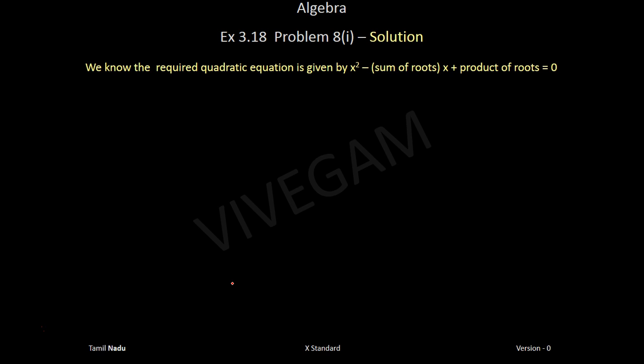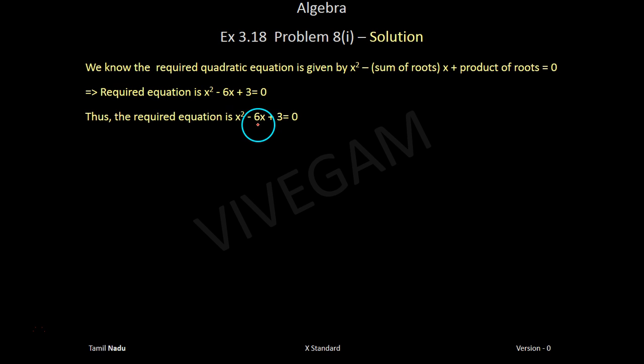The required equation is x square minus sum of the roots into x plus product of the roots equal to 0. We know the sum of the roots is 6 and the product of the roots is 3. Substituting those values, you get the required equation as x square minus 6x plus 3.